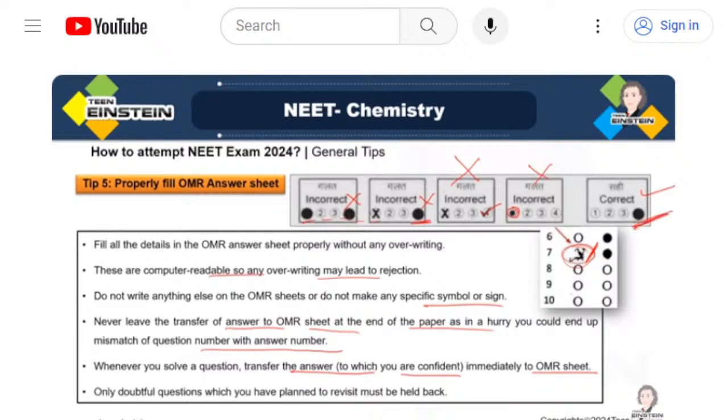Only doubtful questions which you have planned to revisit must be held back. Otherwise, don't leave it anywhere; directly put it in the OMR sheet.